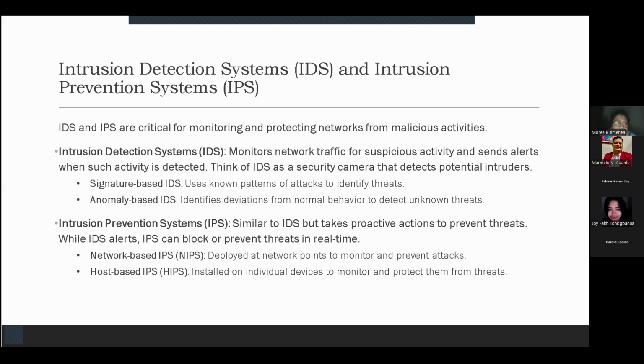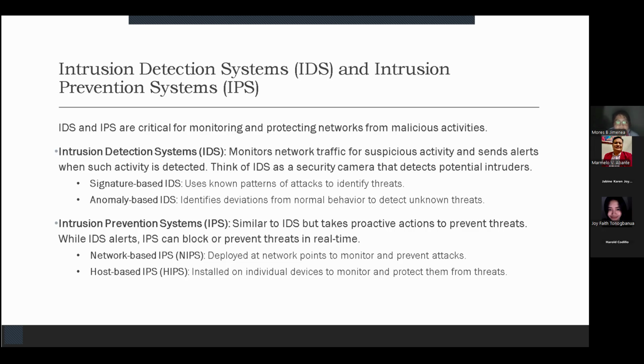And then the intrusion detection system, that's the IDS, and the IPS is the intrusion prevention system. So these two are critical for monitoring and protecting networks from malicious activities. The IDS monitors network traffic for suspicious activities and sends alerts when such activities are detected. Think of IDS as a security camera that detects potential intruders. And there are two: the first is signature-based IDS, and the second is anomaly-based IDS.